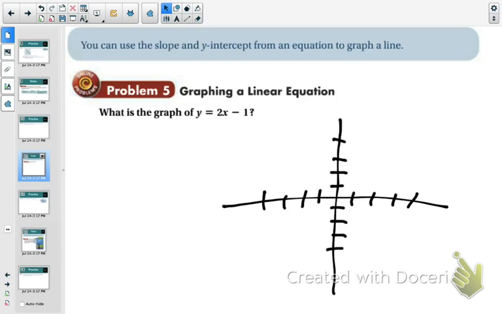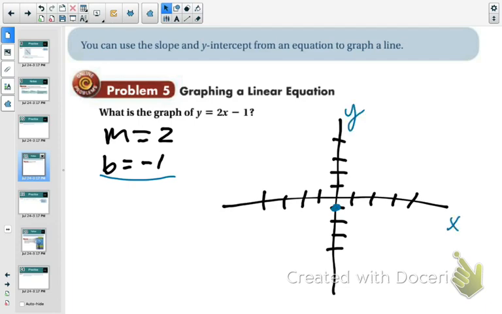So we want to look at and find the slope. What's touching the x? Well, that would be the 2 there. So 2 is going to be your slope. And then the -1 is going to be your y-intercept, or b. When you're graphing, you want to start at the y-intercept, which in this case is -1. So I'm going to start down here at -1 on the y.